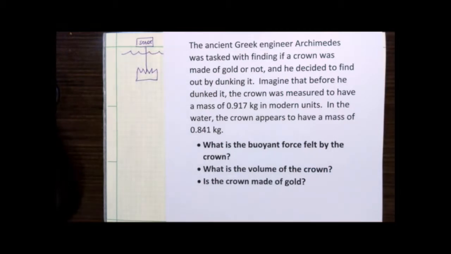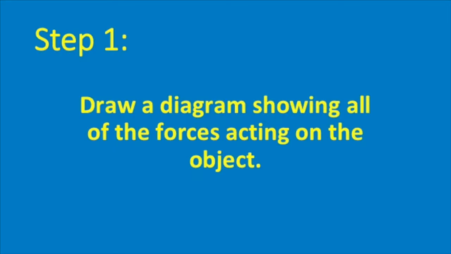Any problem involving buoyant force is a force problem, a Newton's second law problem. And so we should treat it like any other Newton's second law problem. Step one in the problem-solving process is to draw a diagram showing all the forces acting on the object. In this case, we want to draw a diagram showing all the forces acting on the crown as it hangs from a scale in the water.